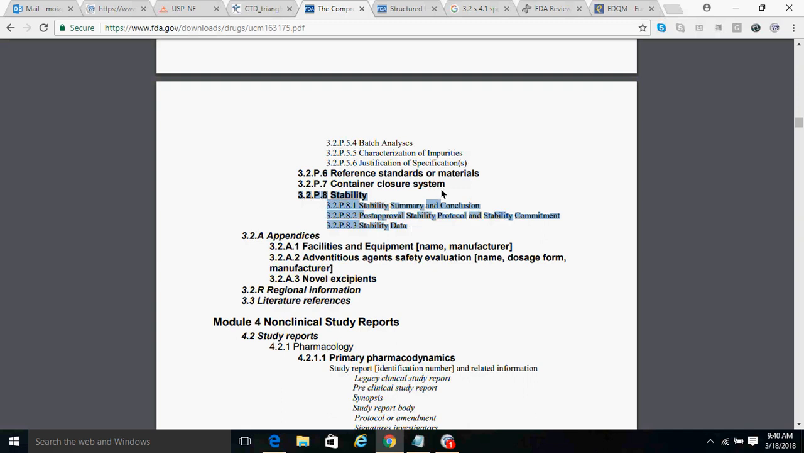So again, batch analysis, container closure, what container they are using. Suppose they may use a tube, a capsule, a bottle, a small injectable bottle, whatever container closure they are using to store the drug, to keep the drug, all this information is provided in this section. Any questions, guys? Since so far we are covering drug product here, all this information is provided to you. Any questions?